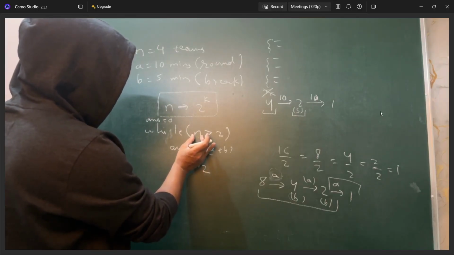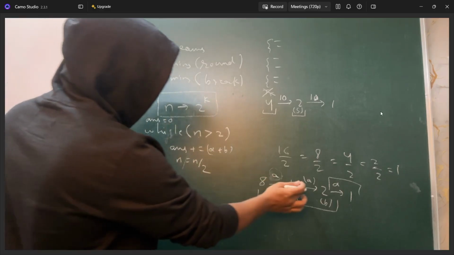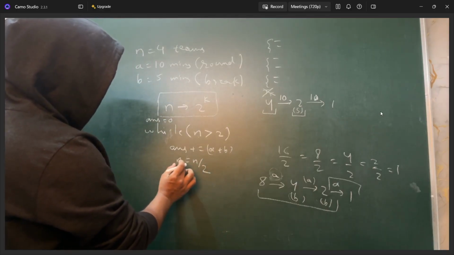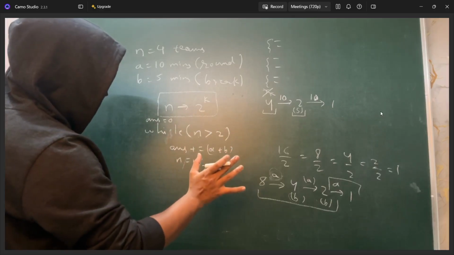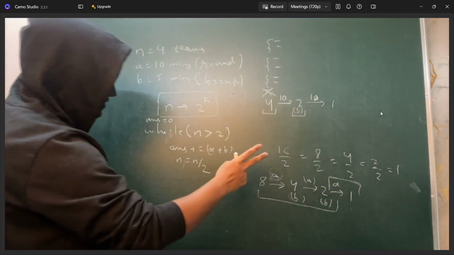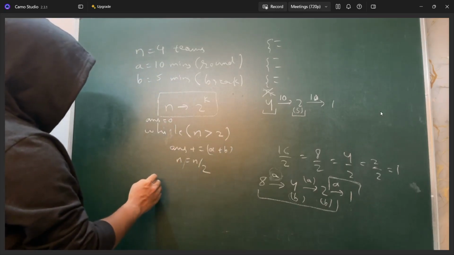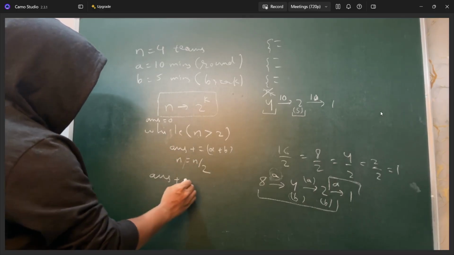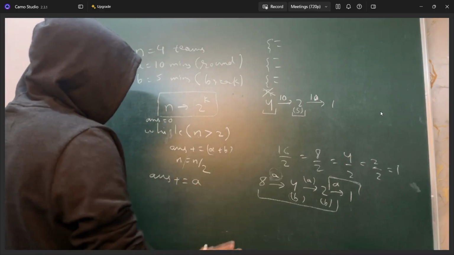So you have 4 teams right now. Since 4 is greater than 2, again you will come into the loop, you will be adding a plus b, and you have n as 4, you divide it by 2, you get 2. So 2 is greater than 2 is not true, which means you have come to where you have only 2 teams and they'll be competing with each other. Whenever you come out of the loop, you just add the competing time, which is A. You should not be adding B, because at the end they will not be taking any rest.